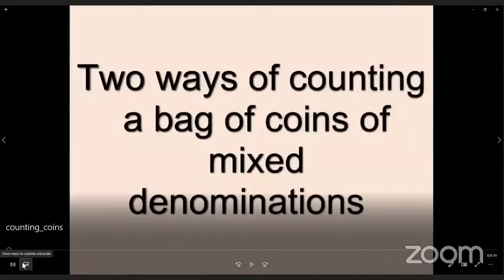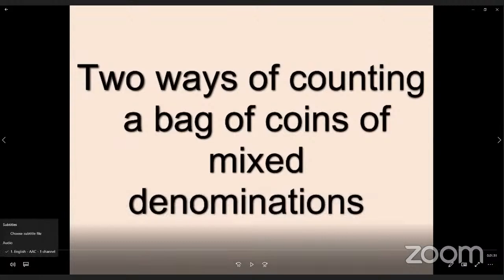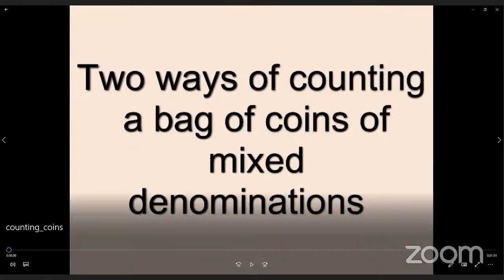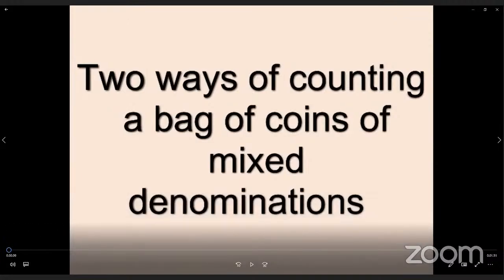So there are two ways of counting a bag of coins, as Lebesgue himself said when he presented this theory. So just look at the slides and the video. Why is it not playing?